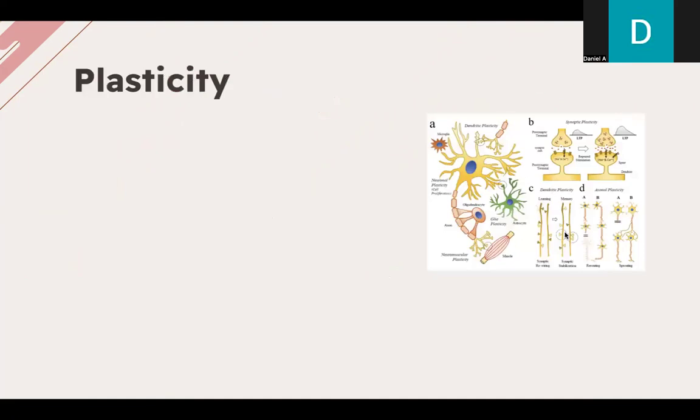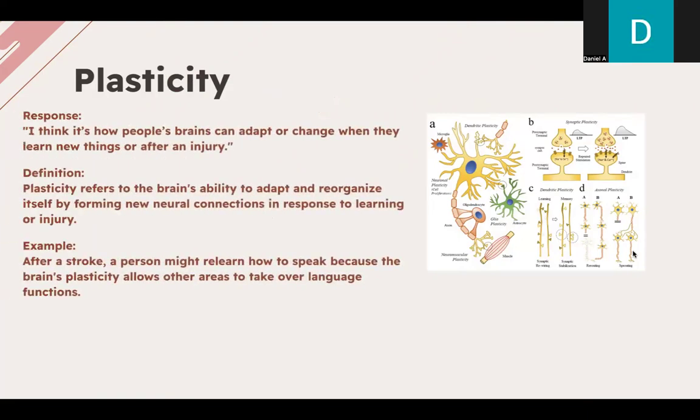Plasticity. And yeah, this kind of gives it away, but let's go through this. One responder said, I think it's how people's brains can adapt or change when they learn new things or after an injury. So yeah, plasticity refers to the brain's ability to adapt and reorganize itself by forming new neural connections in response to learning or injury. Example: after a stroke, a person might relearn how to speak because the brain's plasticity allowed other areas to take over language functions. So, in a literal sense, these are brain neurons, synapses connecting, dying, good old brain stuff.